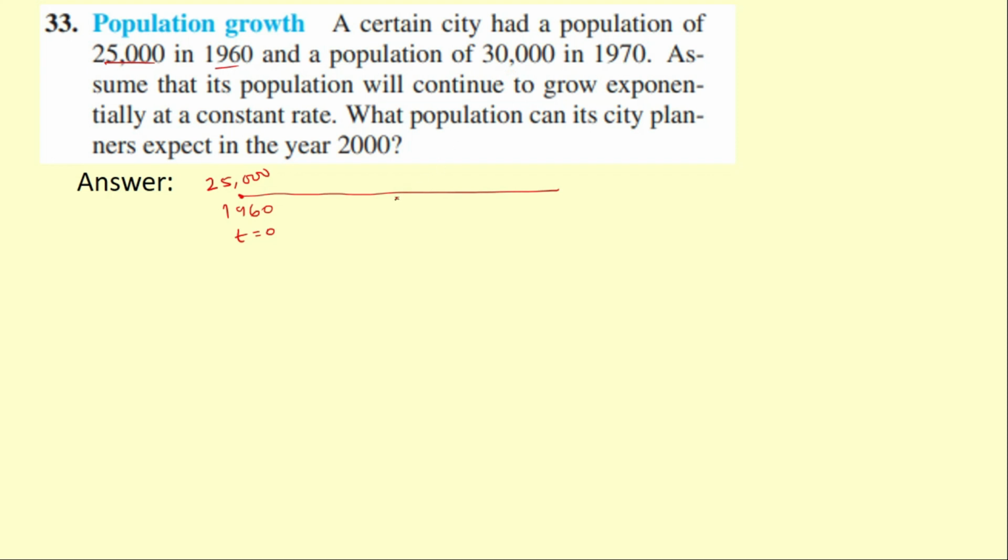The next is 1970, which is t is 10 years from 1960. The population is 30,000. Assuming that the population will continue to grow exponentially at a constant rate, what population can its city planners expect in the year 2000? That's the question. So the year here is 2000 exactly. When t is 0, it is 1960. Then exactly after t is 40 years, what is the expected population here?